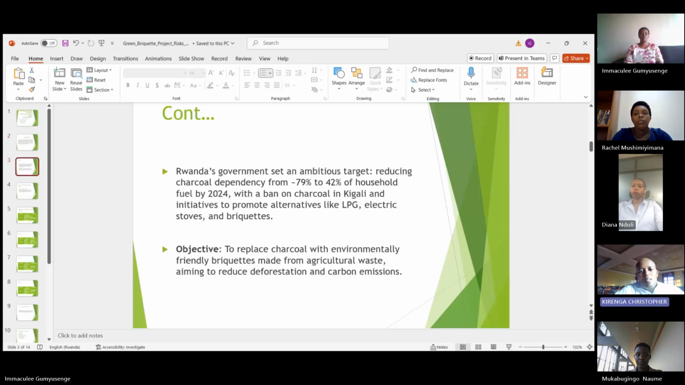Rwanda's government set an ambitious target: reducing charcoal dependence from 79% to 42% of household fuel by 2024, with a ban on charcoal in Kigali and initiatives to promote alternatives like liquefied petroleum gas, or LPG, electric stoves, and briquettes. The objective is to replace charcoal with environmentally friendly briquettes made from agricultural waste, aiming to reduce deforestation and carbon emissions. Let me call upon the next presenter, Diana, to explain more about that.